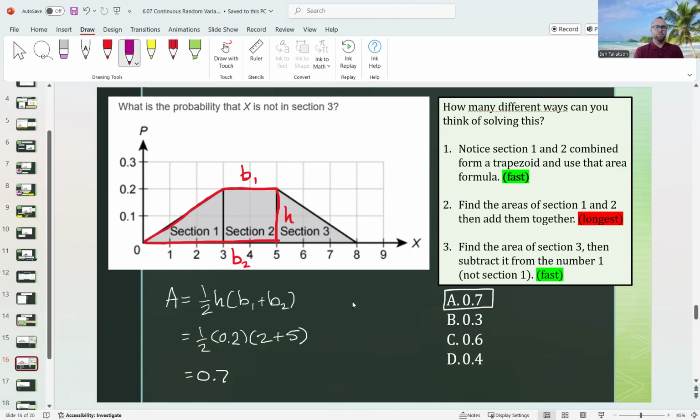So the method I used was my trapezoid formula, plugging in those values. Height, 0.2. B1 is distance from here to there, 3 to 5. So that'll be 2. And then B2, distance from there to there, 5. So multiply, add, multiply, and you get 0.7. That makes sense. 70% of this entire shape is below 5, or at 5 or below.